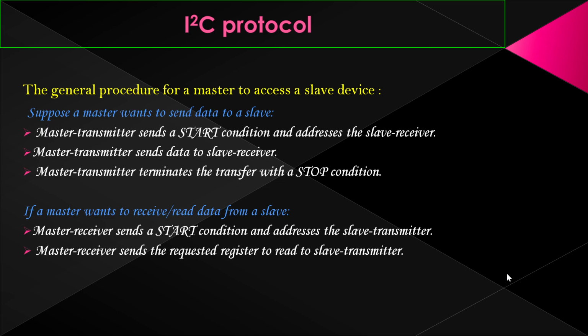In the slave also there will be lots of registers, lots of information will be there, but the master wants to read data from a particular register, so it has to send the register address. So once the register address is sent, the slave transmitter will start transmitting the data to the master.